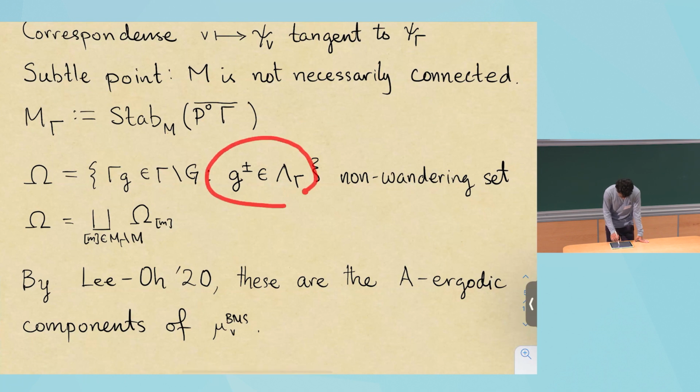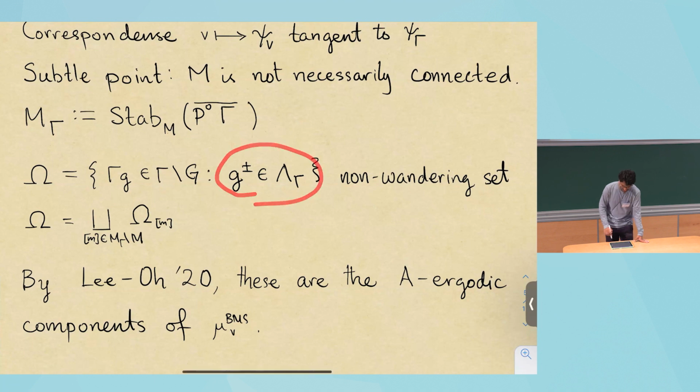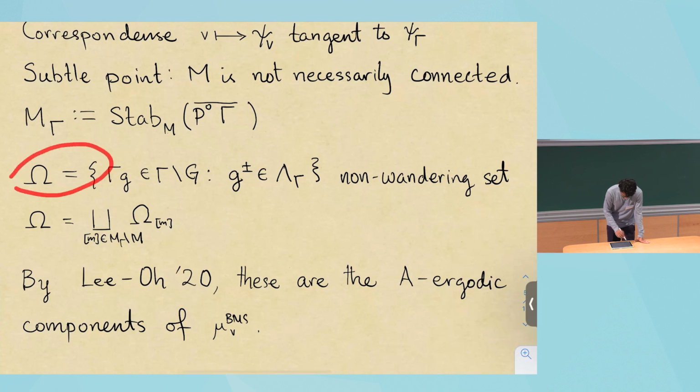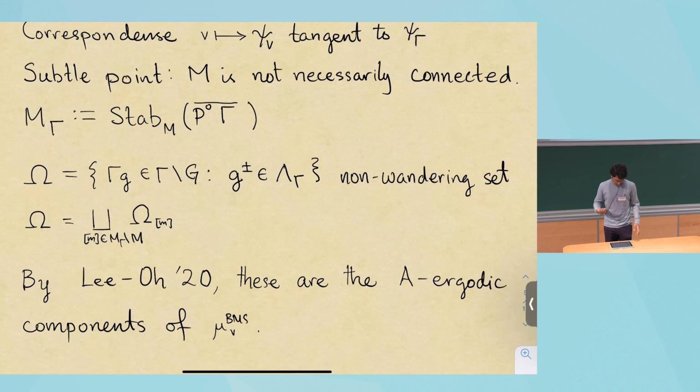So you want both G plus minus to be in the limit set. This is analogous to the rank 1 case, where you take the forward and backward endpoints. And so this omega is the non-wandering set, and you would like the flow to see all of that, but this might not be possible because M is not necessarily connected.